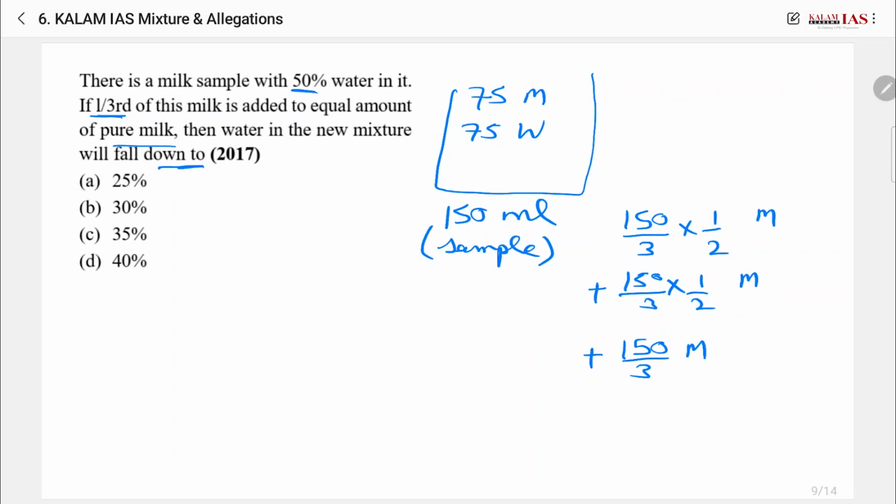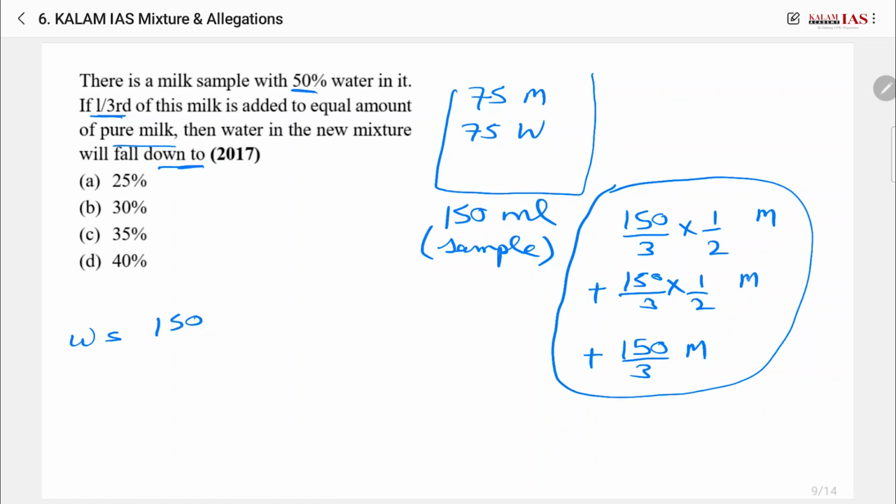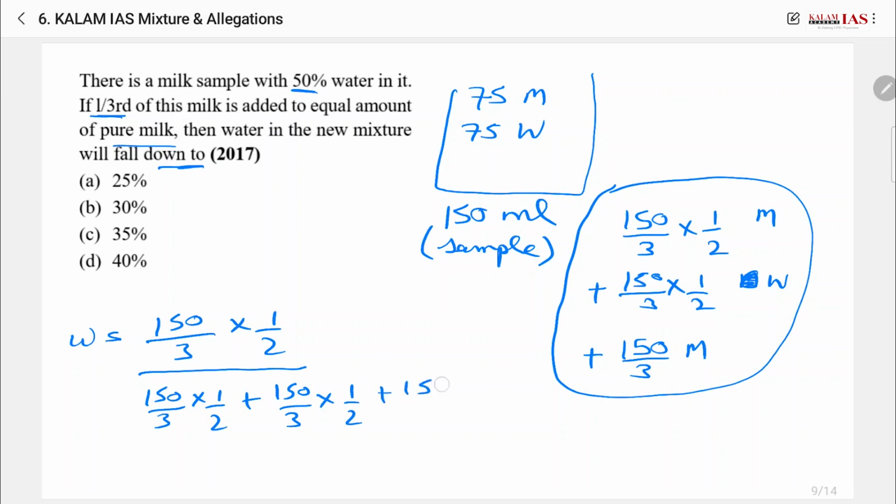Then the water in the new mixture will fall down to. Now we have to find, this is the total new mixture we have. Now we have to find the water in this new mixture. Water in this new mixture we know is 150 by 3 into 1 by 2. This is the water in the mixture, and the total volume of the new mixture is 150 by 3 into 1 by 2 plus 150 by 3 into 1 by 2, that is milk and water, plus 150 by 3, the pure milk that is added.